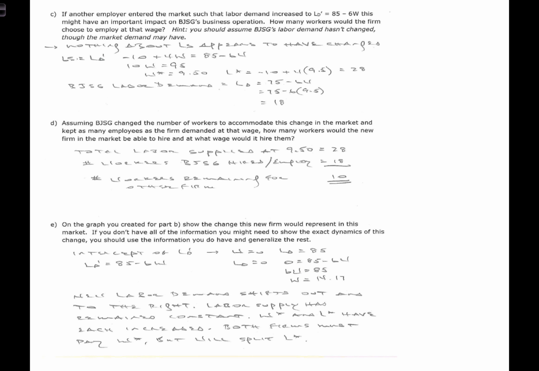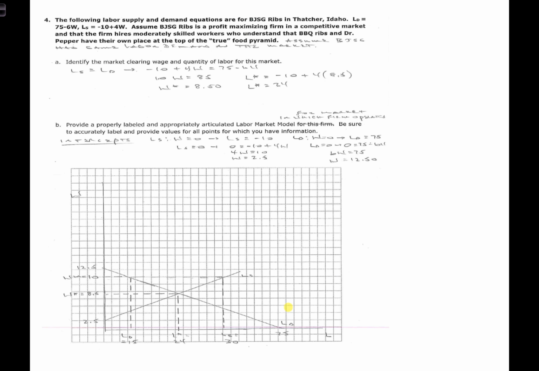Now, we may have a new number of workers that ultimately is employed because we end up moving along the labor supply curve as the labor demand curve is shifted. See, we're simply moving along the labor supply curve as the labor demand curve is shifted. So that's number 3. And then finally, number 4.